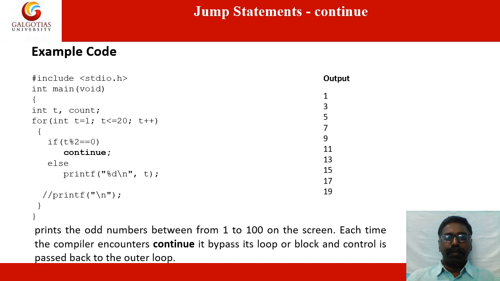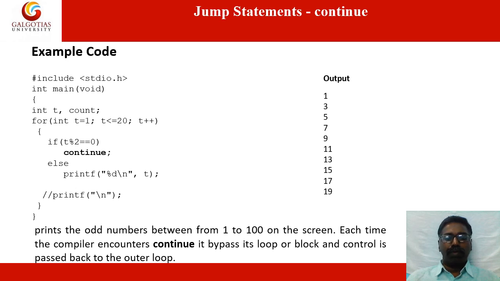Here an example program for the continue statement is given. Here we have two integer variables, one is t, another is count. Using the t variable we are going to construct a for loop. The for loop starts with t equal to 1, and the checking condition is t less than or equal to 20, and the increment operator is t plus plus. That means t is going to increment by one at a time, so this loop is going to execute for 1 to 20. The t value starts with 1.